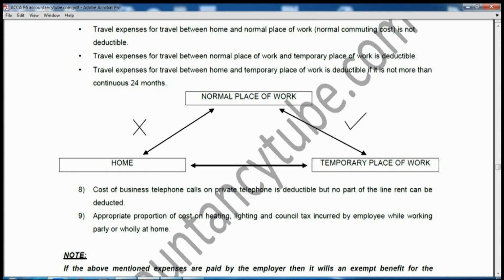Then in the notes it says if the above mentioned expenses are paid by the employer, then it will be an exempt benefit for the employee. Now, for whichever expenses we have discussed so far, if the employee is paying, it will be deducted out of the salary, like here. All right. If the employer has paid these expenses, then it will be an exempt benefit. You will not be considered as having paid it. You will not have to pay it.